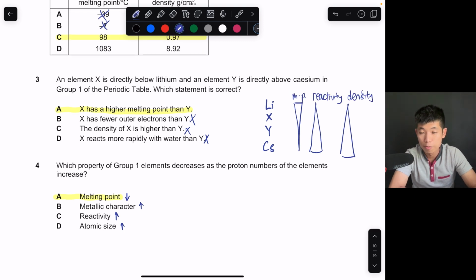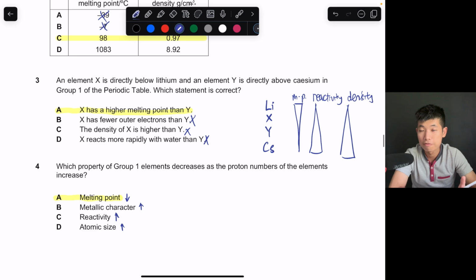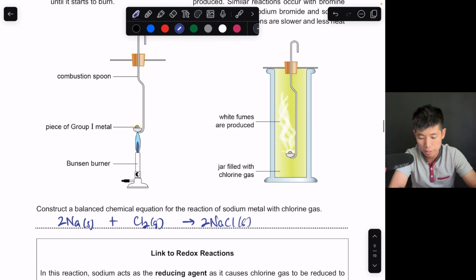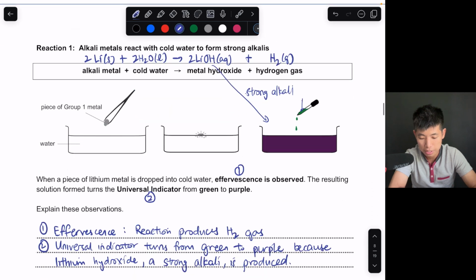So that's all for group 1 elements. Make sure you know their unique physical properties, how to explain the trends, as well as how to explain the chemical reactions, especially that involving the alkali metal reaction with water, as well as with non-metals.